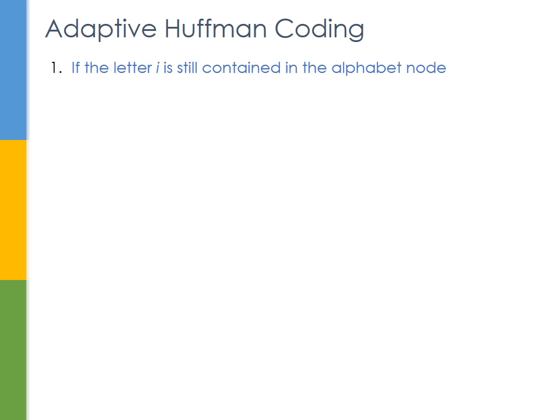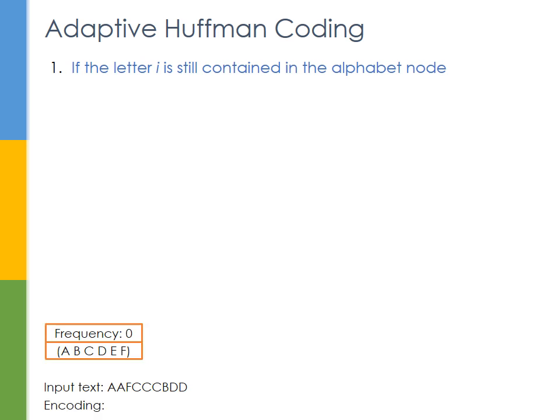So the first case that we need to deal with is if the letter is still contained within the alphabet node. Over here we have our alphabet node that we'll be using for the remainder of this example. We also have some input text, which is what we need to encode. We also have our encoding, which at this point is empty because we haven't yet processed any of the letters. Now we work through the letters one by one, starting off with the first letter, which is A.